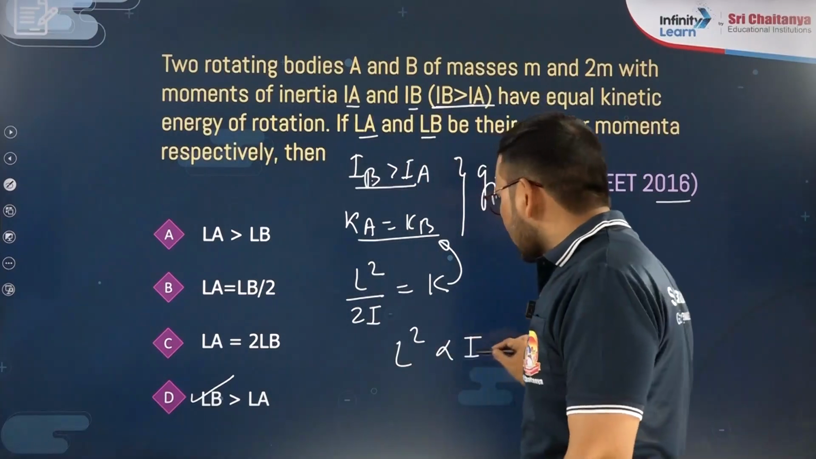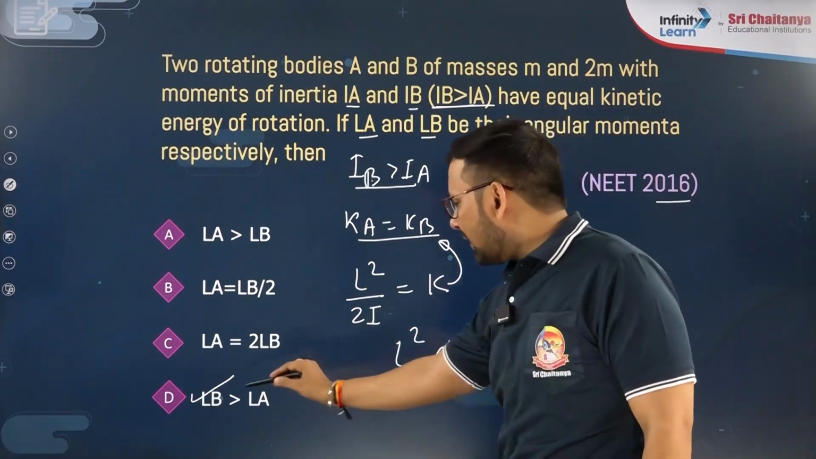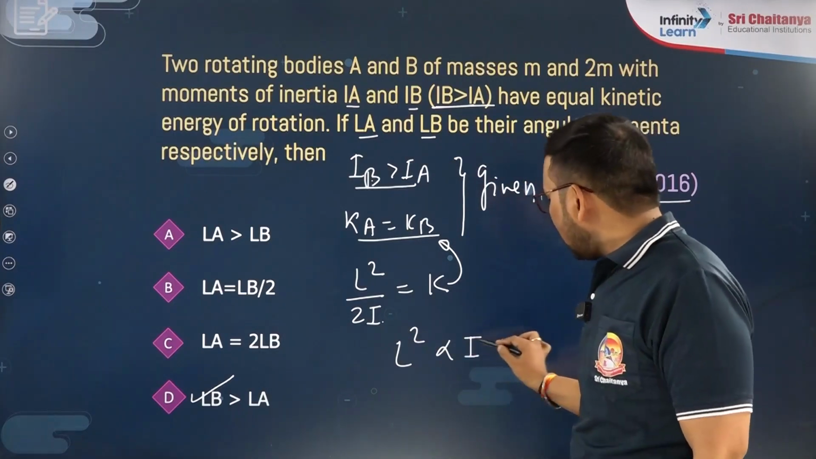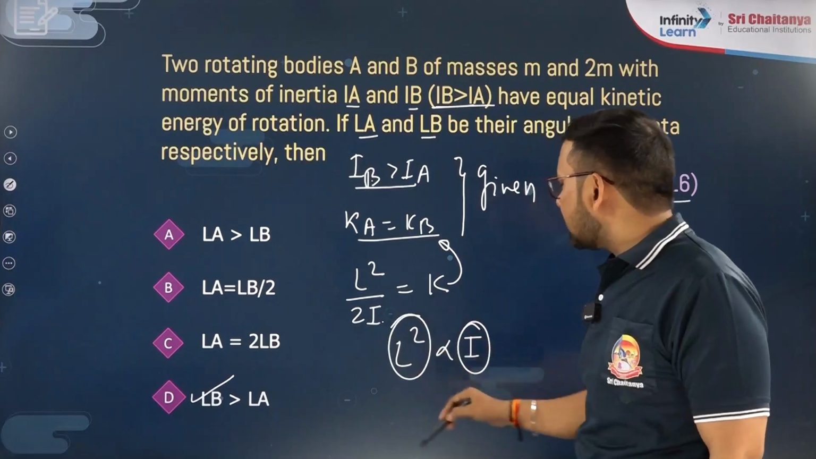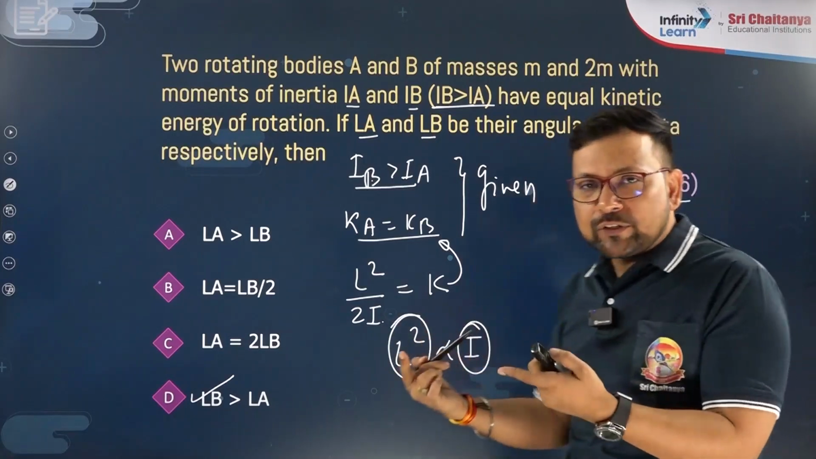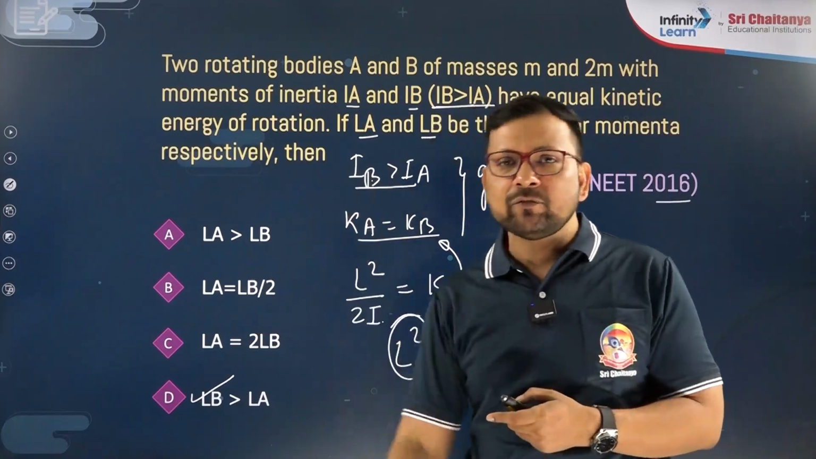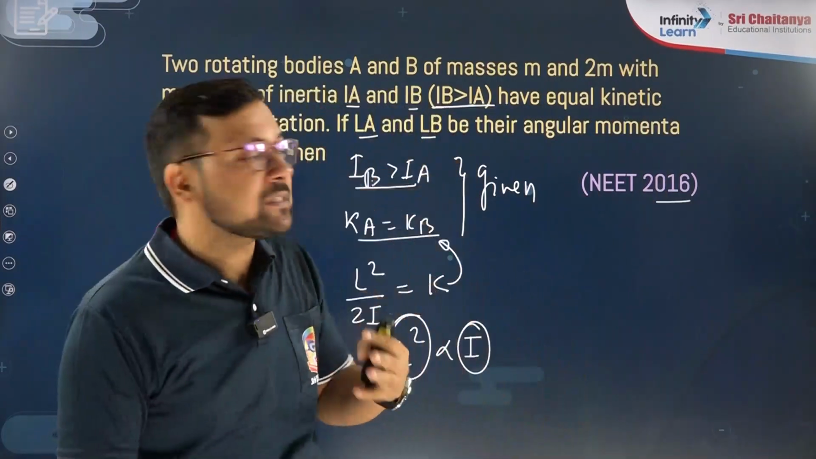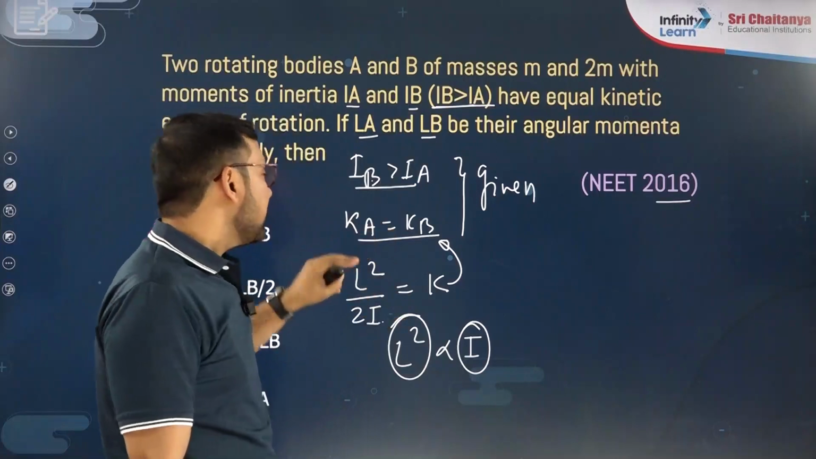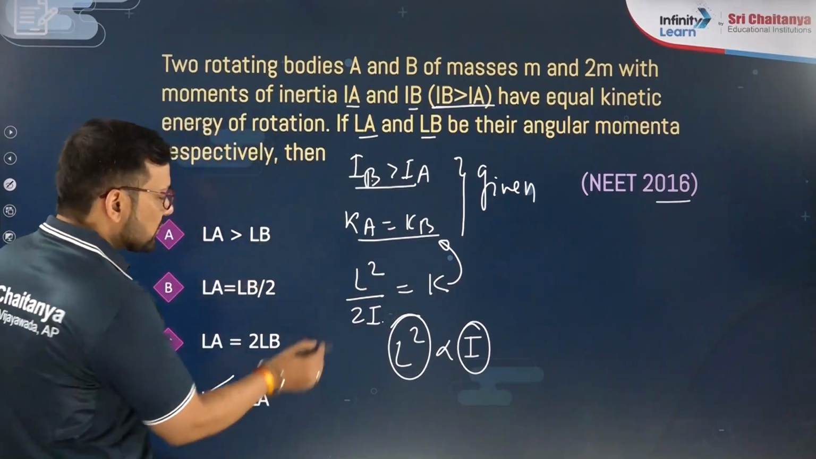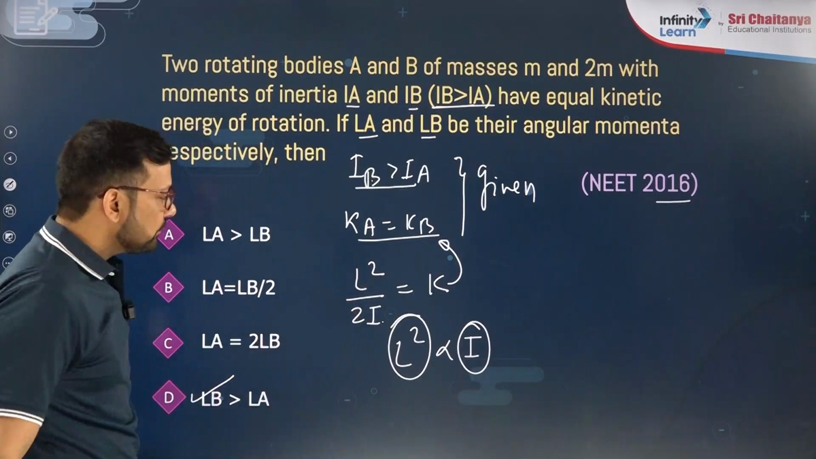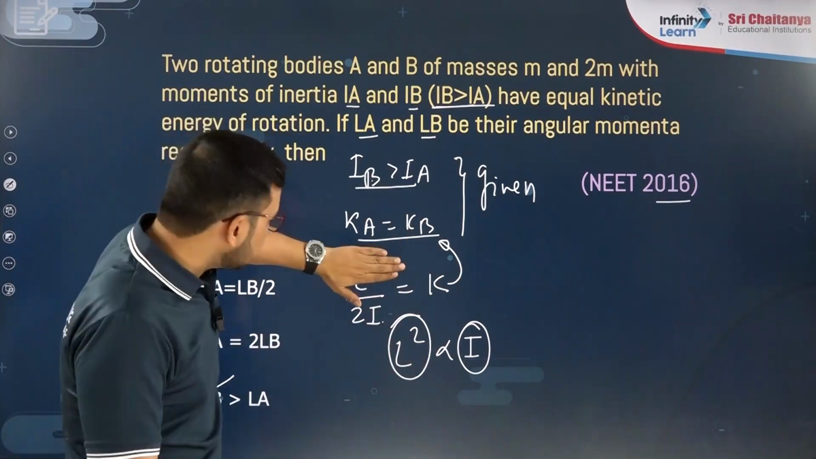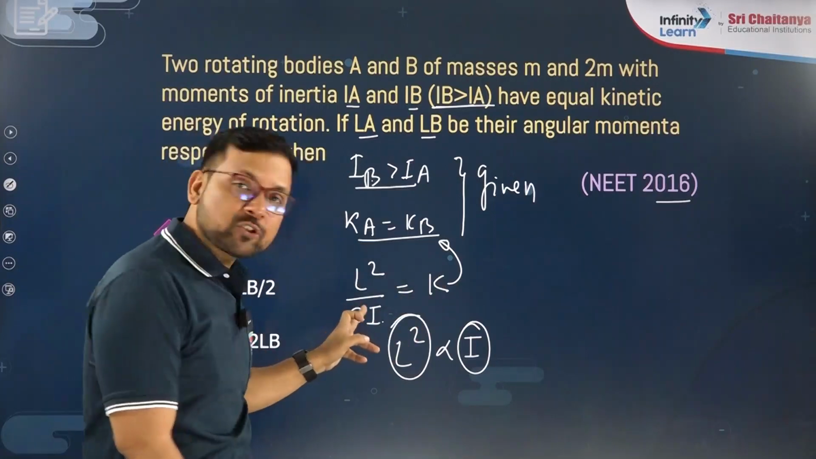The exact value will come in a root, but no option is in root, so I will go with it being proportional to I. If IB is greater, then LB is also greater. If the moment of inertia is more, then the angular momentum will be more, but this is not the universal fact. It is happening because the question says that kinetic energy is constant. If the same question says that I is constant, then L will depend on K. If the same question says that L is constant, then K is inversely proportional to I.